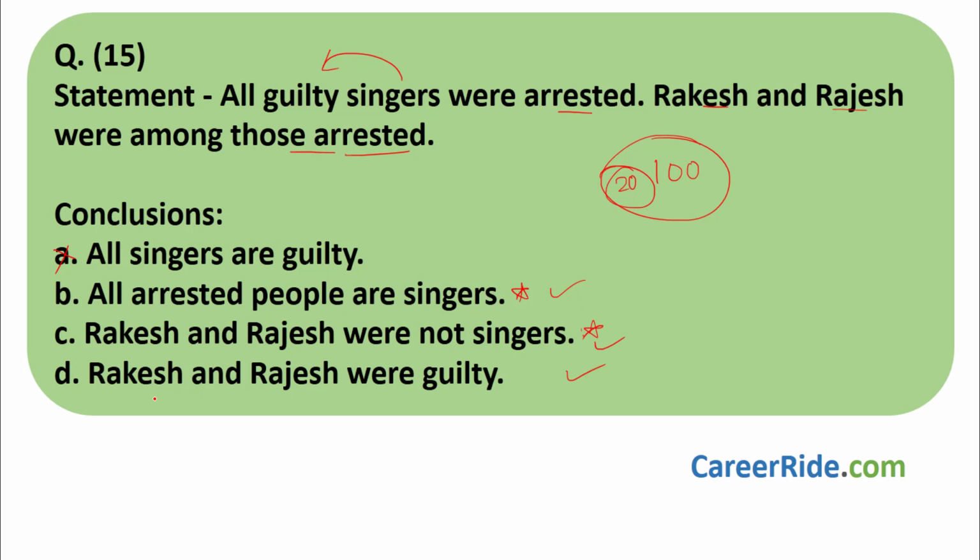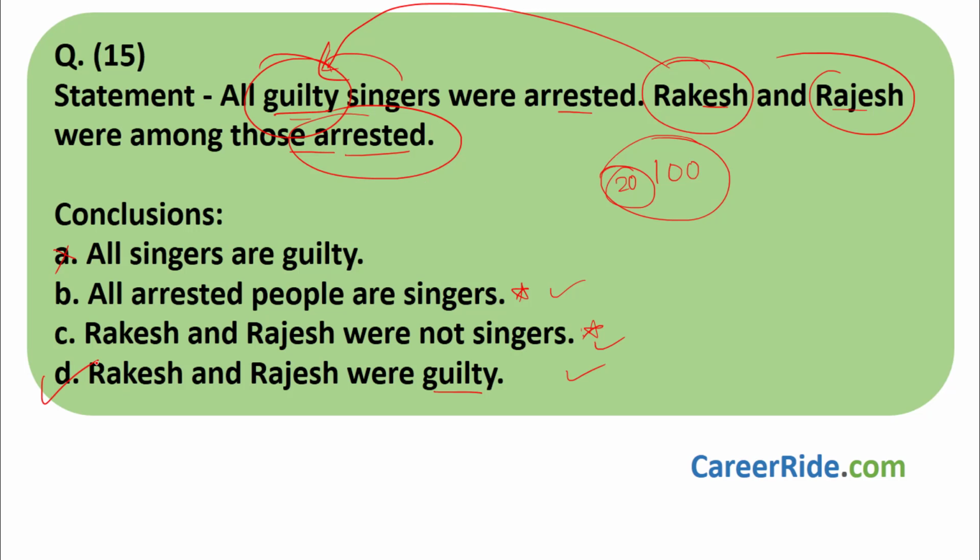What is the 4th one? Rakesh and Rajesh were guilty. Now here Rakesh and Rajesh were arrested, and they've given that guilty singers were arrested. That means Rakesh and Rajesh were guilty, so only they were arrested. So this is very concrete, and this is the answer. Have you understood it? This is the concrete thing, so that is the reason we choose option D. We do not choose B and C because they were a little bit dicey. We choose option D because we for sure know that Rakesh and Rajesh were arrested, so that means they are guilty.